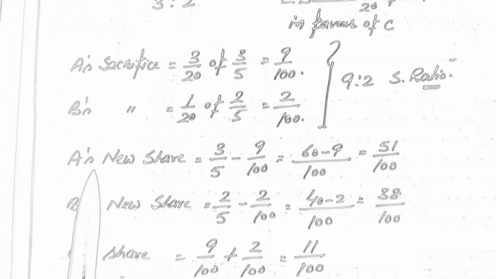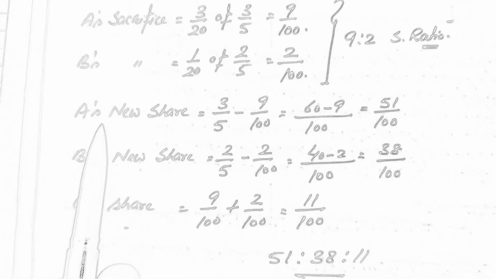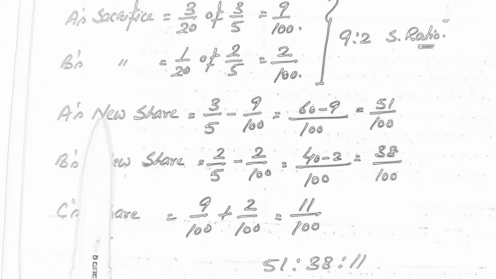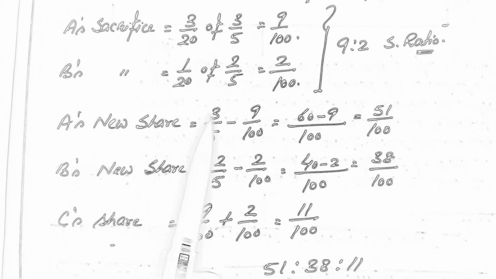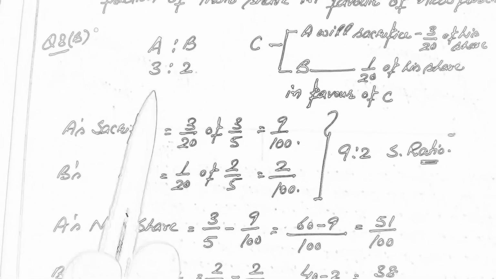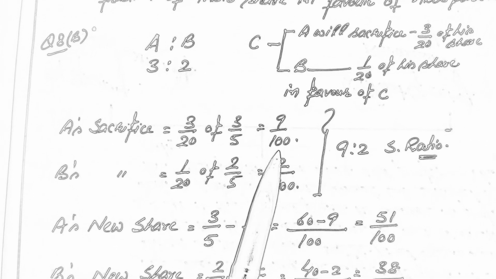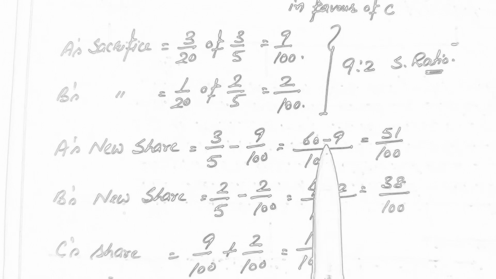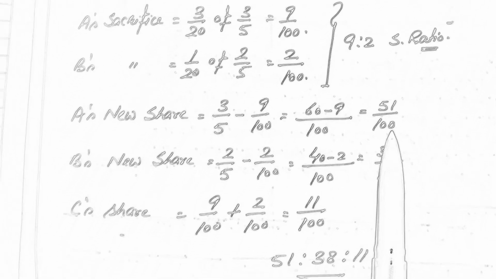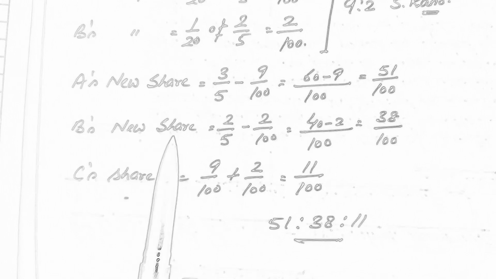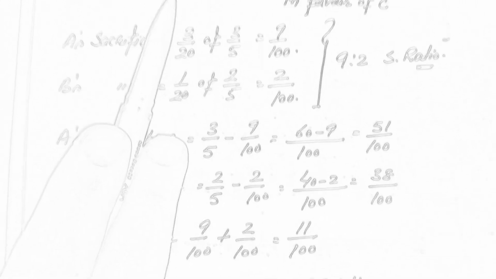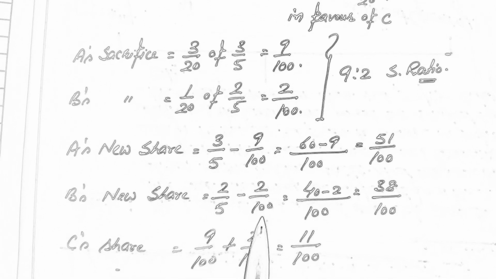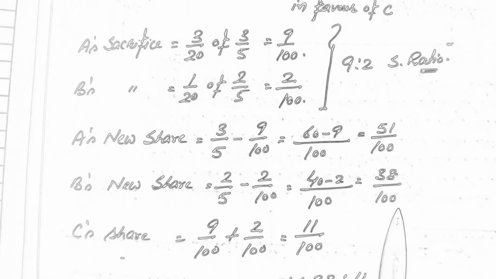Just like before, now we will find the old partners' new share by subtracting their sacrificing share from their old share. A's new share is equal to A's old share 3/5 minus A's sacrifice 9/100. 100 will be the LCM, and 60 minus 9 is 51 divided by 100. In the same way, B's old share is 2/5 and B's sacrifice is 2/100. So 2/5 minus 2/100 is 38 divided by 100.